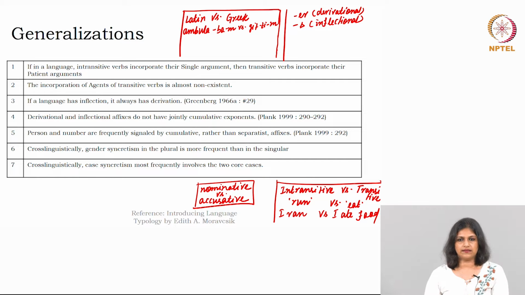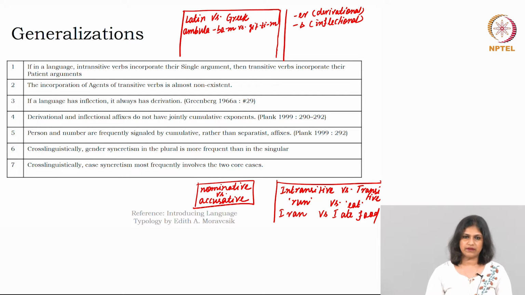Then we did talk about syncretism, gender syncretism and case syncretism. In gender syncretism, it is more frequent in plural than the singular. So, that means in singular you will always find the gender differences more clearly visible. In case of the plural you may not. Then finally, the case syncretism, it frequently involves two major cases or two core cases which are nominative and accusative.